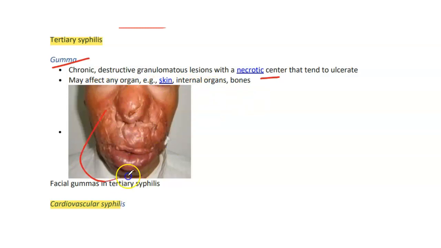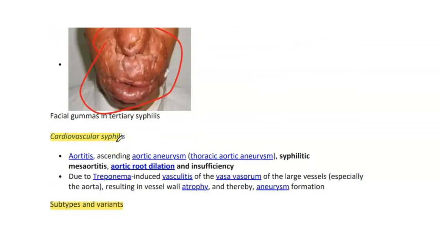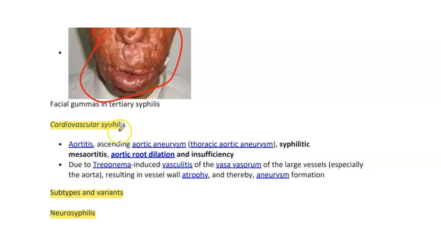This is the example that shows facial gummas in tertiary syphilis. Then we have a cardiovascular complication of syphilis that leads to aortitis, inflammation of the aorta, ascending aortic aneurysm, dilation of the aorta, syphilitic mesoaortitis, and aortic root dilation and insufficiency. So syphilis leads to aortic root dilatation, leading to aortic regurgitation.